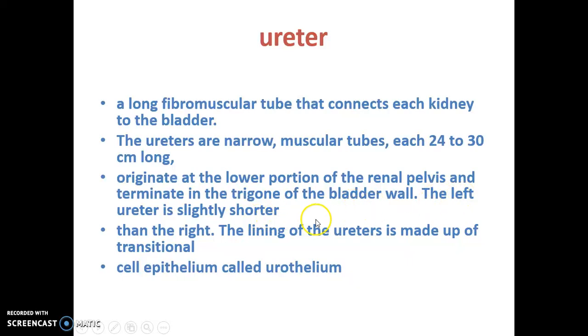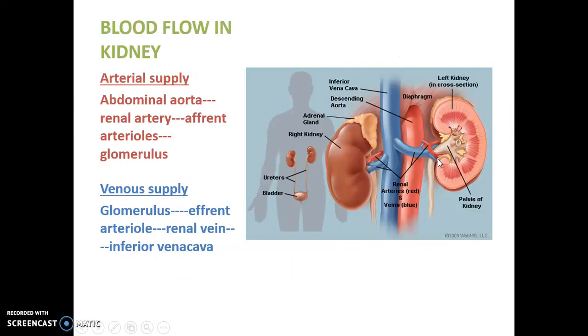Very important. The left ureter is slightly shorter than the right, and the lining of the ureter is made up of transitional cell epithelium called urothelium. This is also an important point. So the lining of the ureter is called urothelium, and the left ureter is slightly shorter than the right, and 24 to 30 centimeters long. I forgot to tell you one more thing.